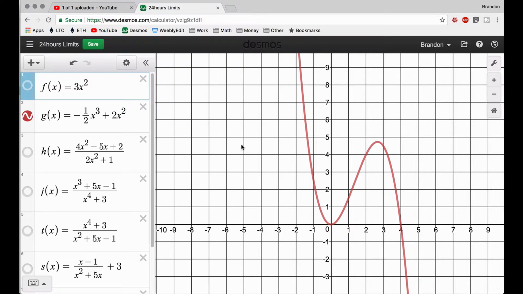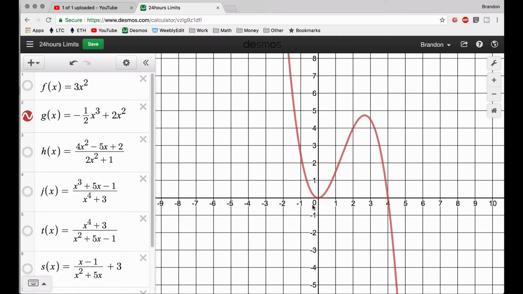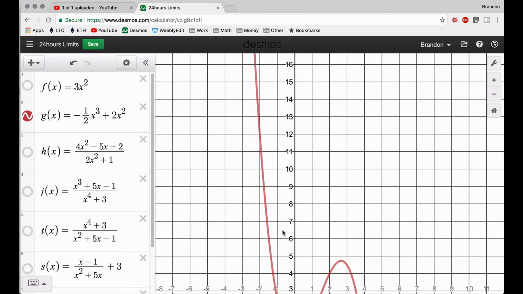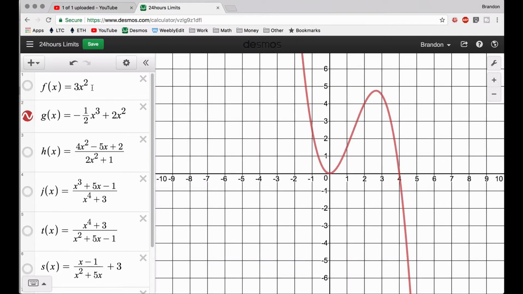Notice g of x now. This is the one with the odd degree, the negative leading coefficient here. As x gets really big, as x goes to the right, the y value is going down, as you can see there. As x gets really small, as x goes to negative infinity, the y value gets really big. As you can see, the graph continues to go up. Guaranteed.